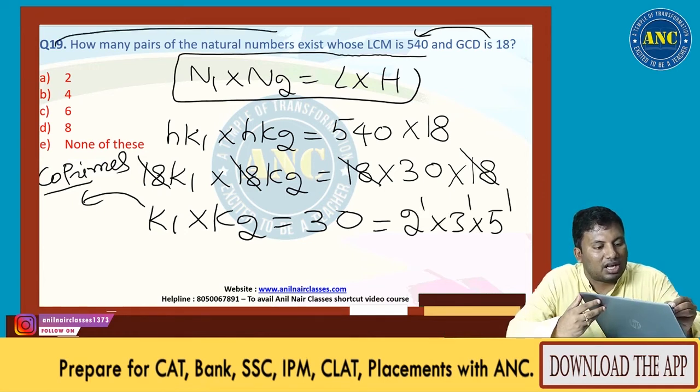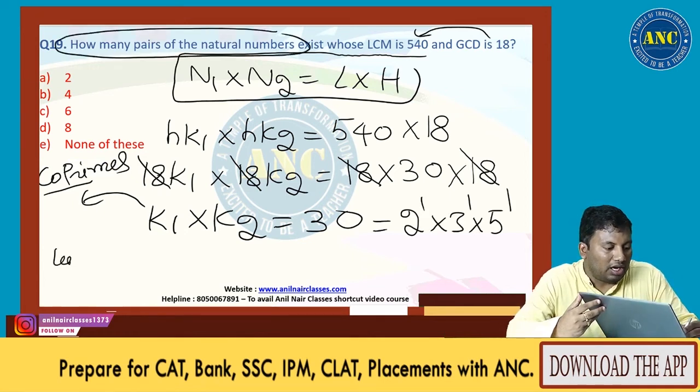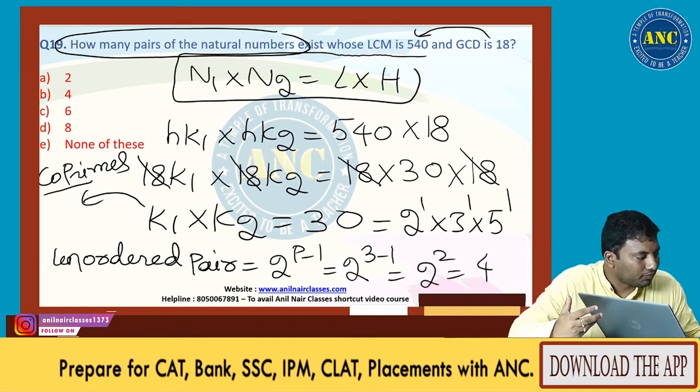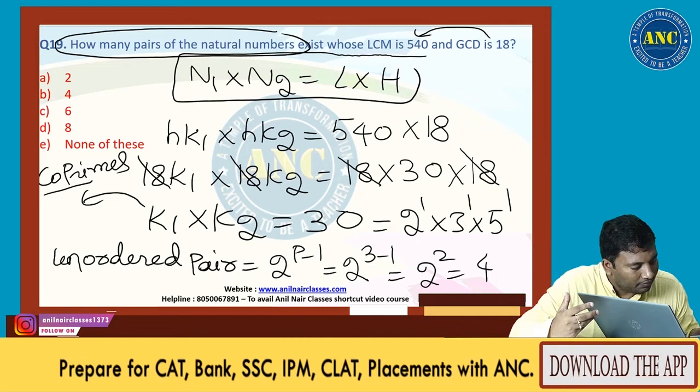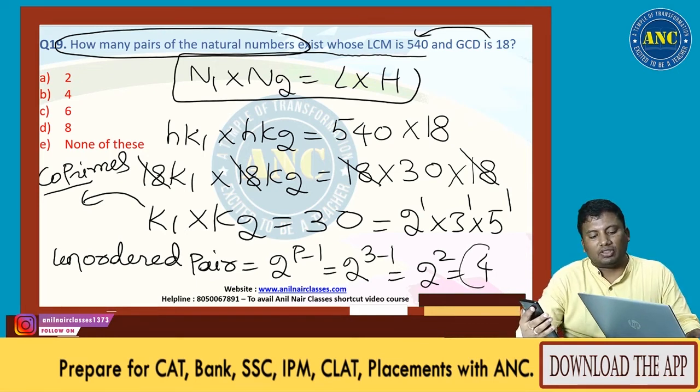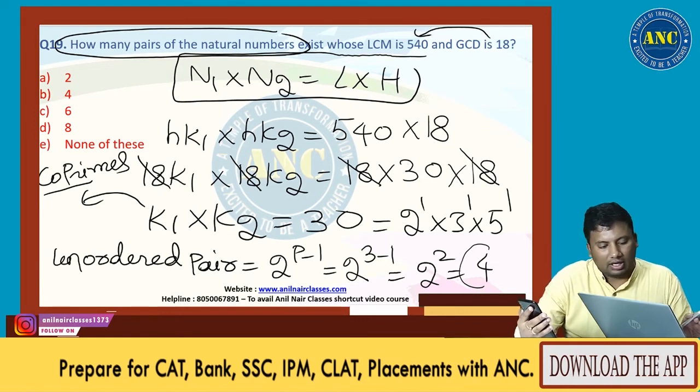No variables are present in the question. If no variables are present in the question, then it is an unordered pair. Answer is nothing but 2 power p minus 1. 3 prime bases are there. 2 power 3 minus 1, 2 square is nothing but 4. I hope it is clear.